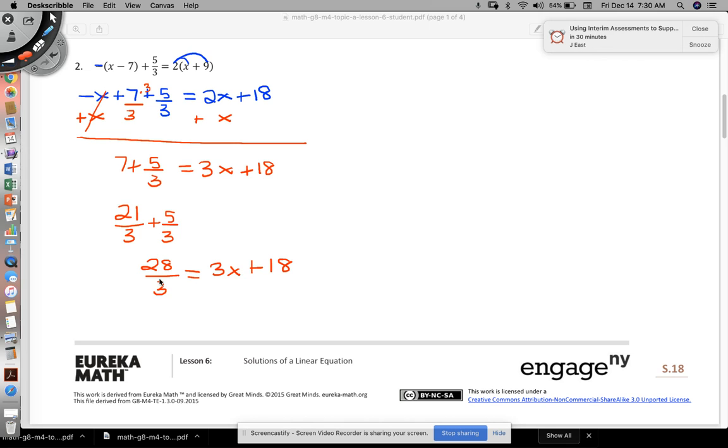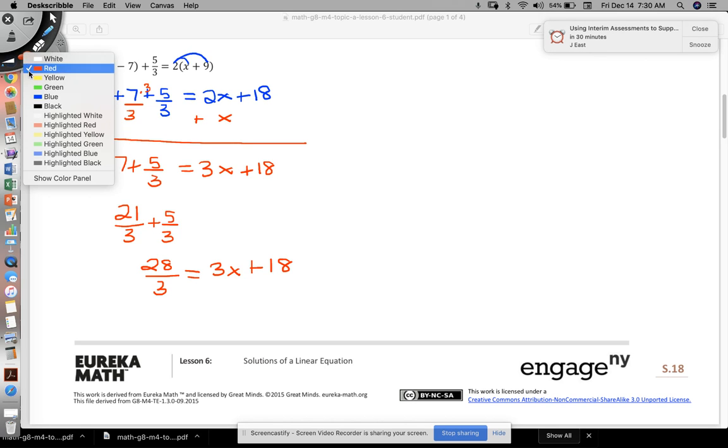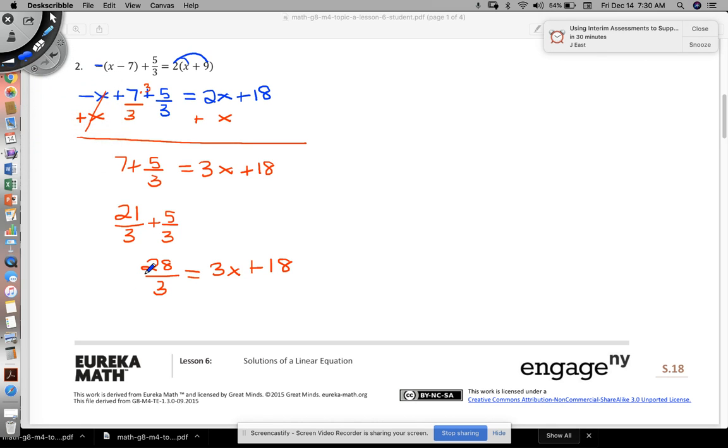Now, if I want to get rid of this denominator, get rid of the fraction, I just multiply everything by the denominator. So I'm going to multiply this by 3, that by 3, and this by 3. Everybody needs to be multiplied. Okay? So the 3's here cancel. I'm going to put my work over here. I then get 28 equals 3 times 3 gives me 9x, plus 18 times 3 gives me 54.